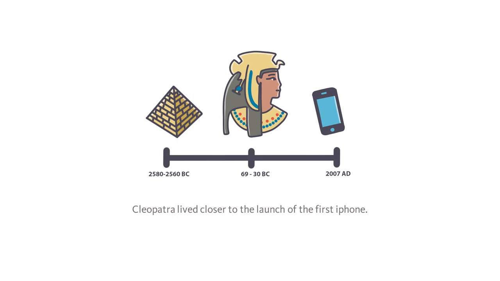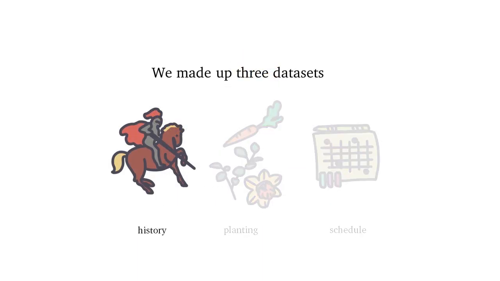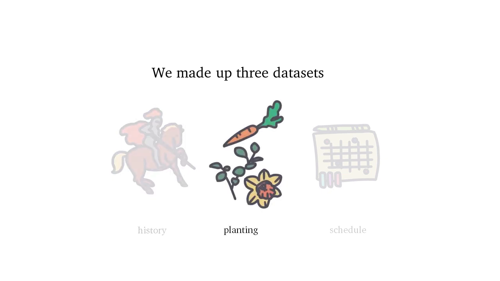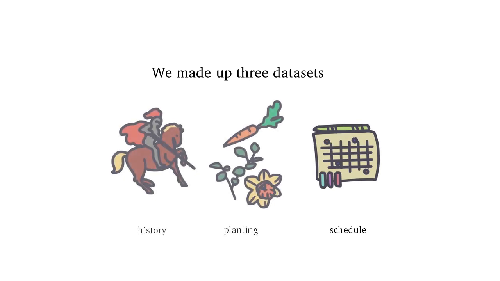And by the way, Cleopatra lived about 2,500 years after the construction of the pyramids, and 2,037 years before the launch of the first iPhone. So yes, surprisingly, Cleopatra lived closer to the launch of the first iPhone. We then created three datasets, as mentioned before, a historical one for the non-recurrent category, a planting schedule for the recurrent category, and a person schedule for the mixed one. By making up the datasets, we made sure the participants in our experiment would not have any previous knowledge about the data that they would be seeing.